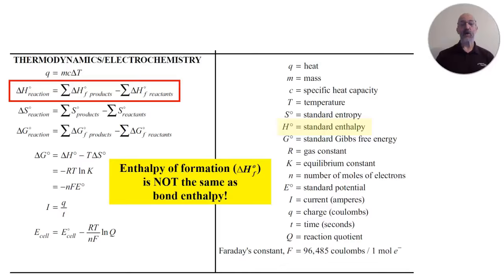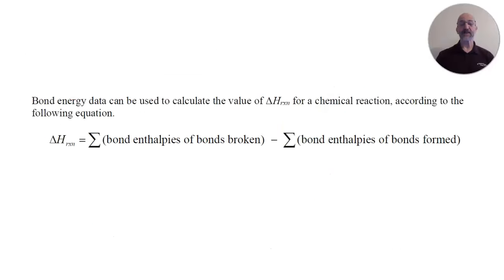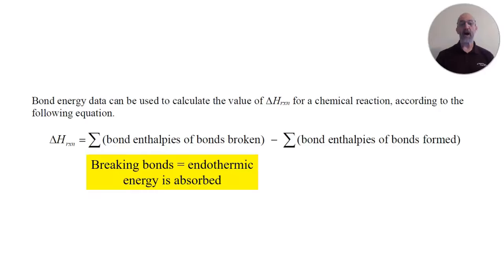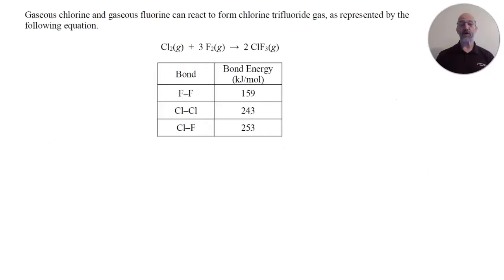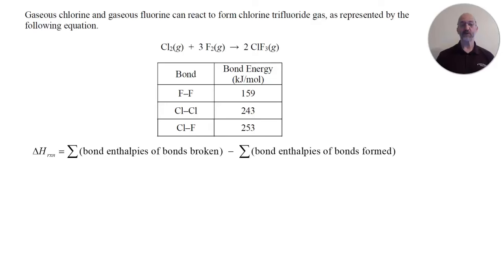And now what I'm going to do is remind you that this equation, which is bonds broken minus bonds formed, does not appear on the AP Chemistry equations and constant sheet. You just have to know this equation and know when to use it. And so now let's go ahead and solve the question for calculation. Let's go ahead and solve this problem in the correct way.